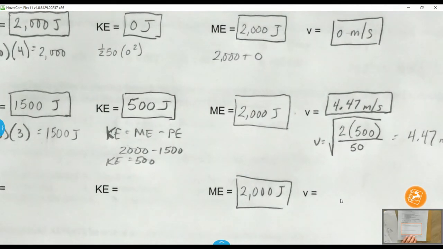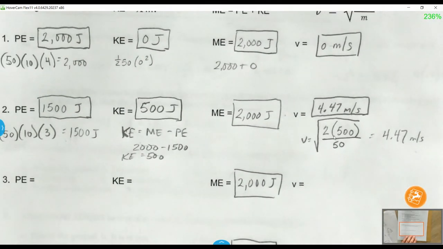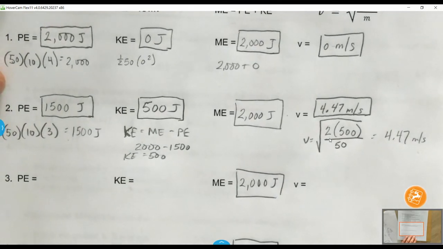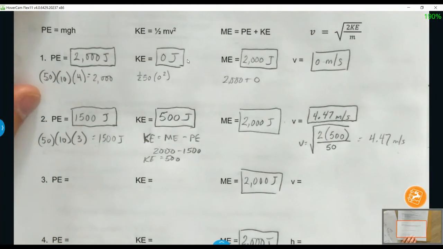Yes, sir. Can you show me that last part again? Because I did that formula, but I got this right here. All right, so do 2 times 500. It's 1,000, right? So 1,000 divided by 50, which is 20, and then you square root that number. Oh, okay. And then you got your 4.47. Yeah, I got it. Okay.